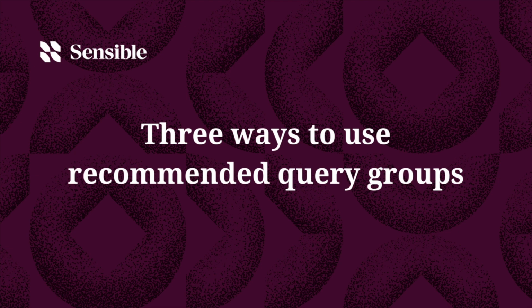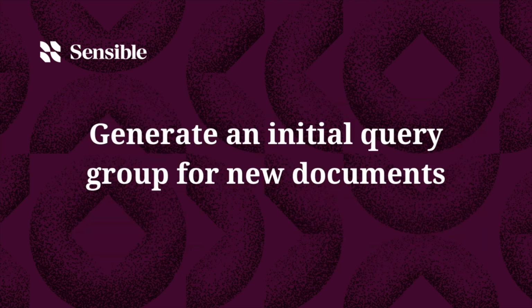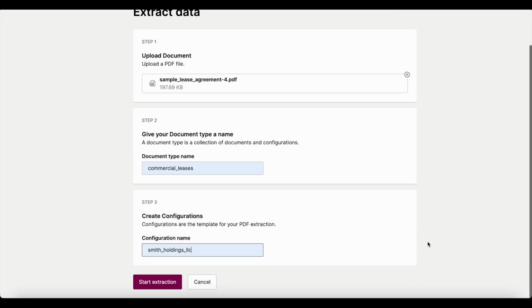Now, let's look at 3 ways to use recommended query groups. We'll be using a commercial lease agreement and an offering memorandum as our example documents. First, you can generate an initial query group for new documents. Use recommended query groups to kick off the configuration writing process for your newly uploaded documents.